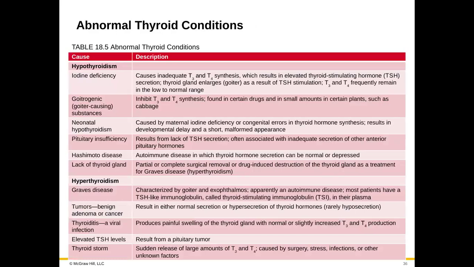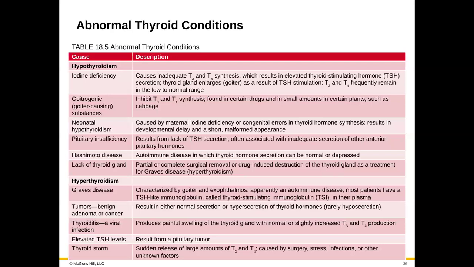With hypothyroidism, you can have iodine deficiency. You can have goitrogenic or goiter-causing substances, neonatal hypothyroidism, pituitary insufficiencies. Hashimoto's disease is probably the big one, and I will get into this a little bit. This is an autoimmune disease in which thyroid secretion is out of whack. It can be real depressed levels of thyroid hormone secretion, or it can also just make it inactive. We'll go over this in class. This is a fairly common autoimmune disorder.